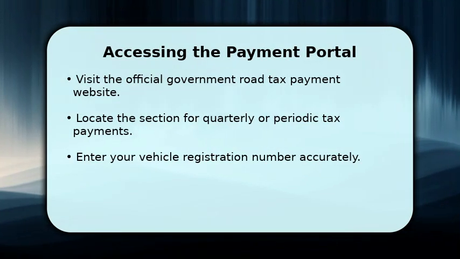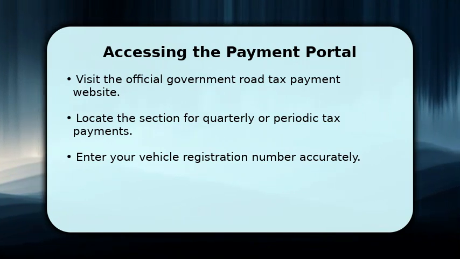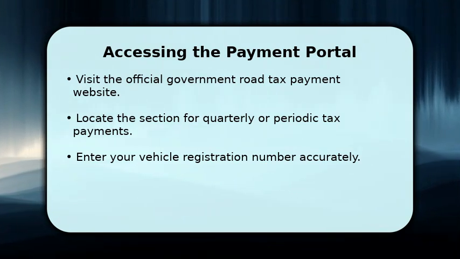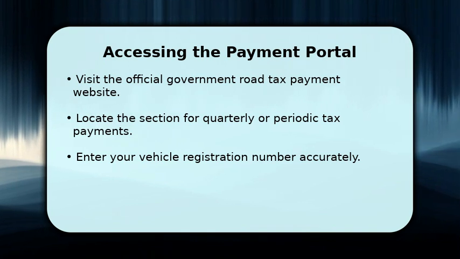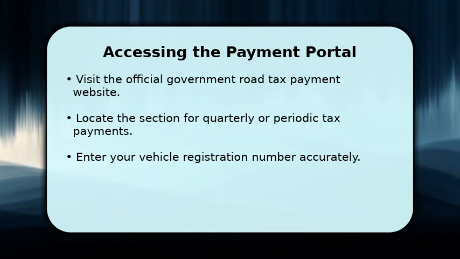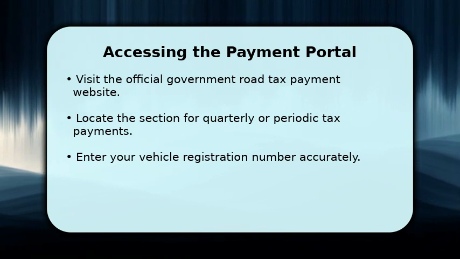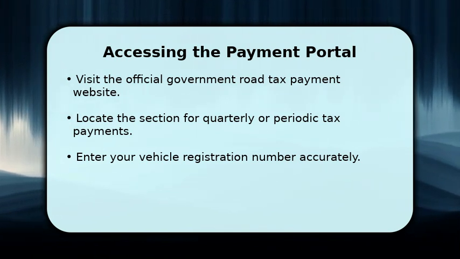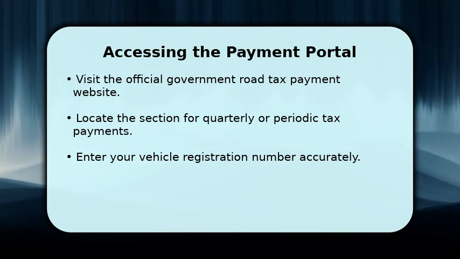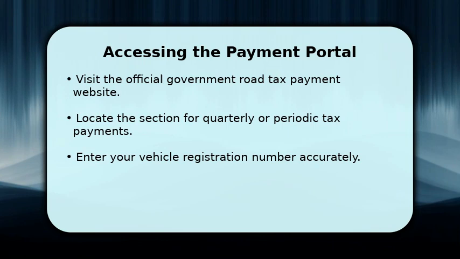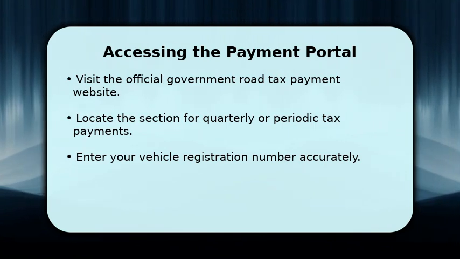Next, navigate to the official government website designated for road tax payments. Look for the specific section that handles quarterly or periodic tax payments, as this will streamline your process. Carefully enter your vehicle's registration number into the required field. Double-check for any typos to ensure you are paying for the correct vehicle and avoid potential issues with your payment.